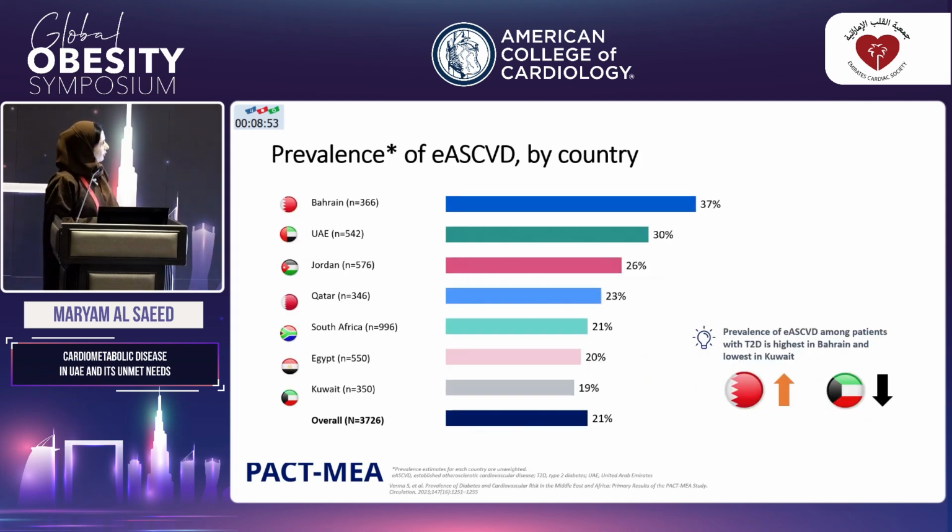And by country, if we want to look at the UAE, overall as a group it was 21%, but in the UAE specifically it was 30%. 30% of our patients with type 2 diabetes have established atherosclerotic cardiovascular disease. They already reached the end stages. We're not even talking about those who are on the way there.